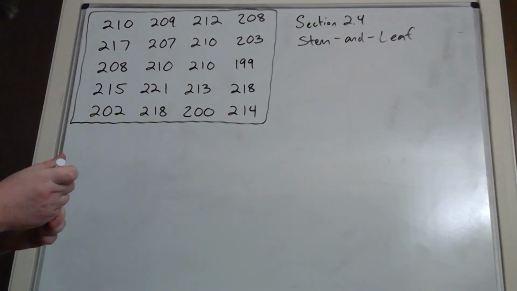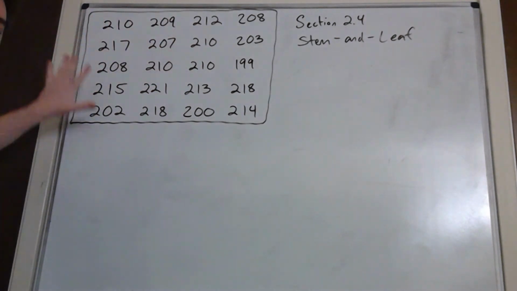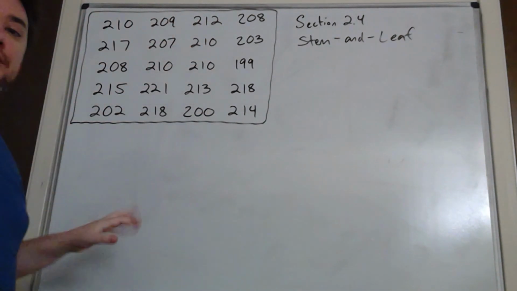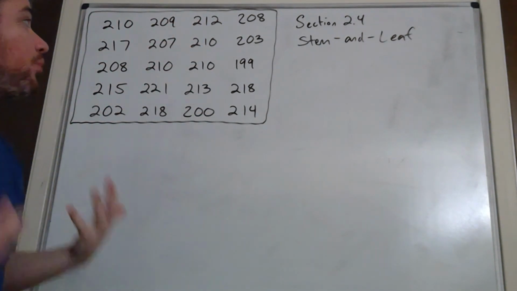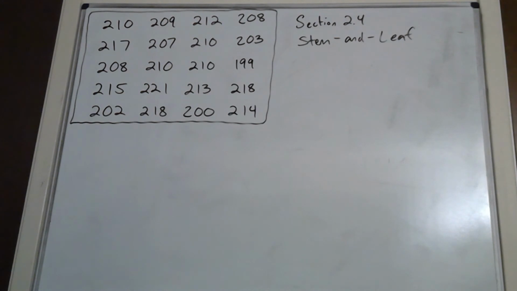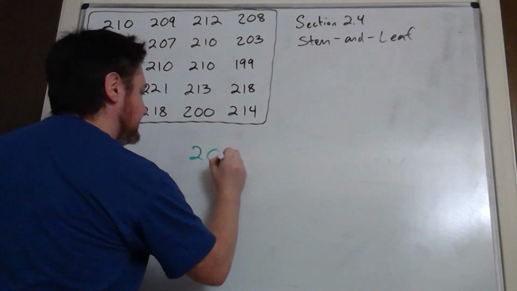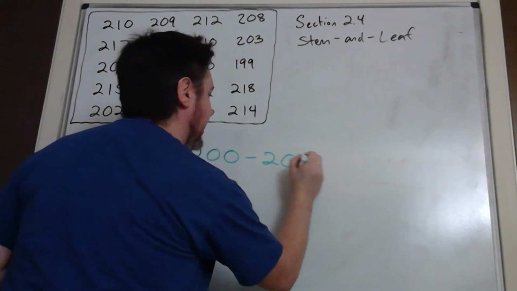So the concept here is stem and leaf. It's pretty much going to contain all the numerical information that's contained here, except in a little bit more concise way. Let me give an example. Let me grab another color marker here. And let's look at all the numbers in the range or the class of, let's say, 200 up to 209.